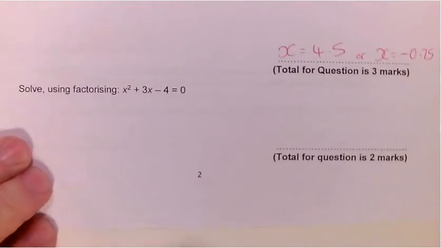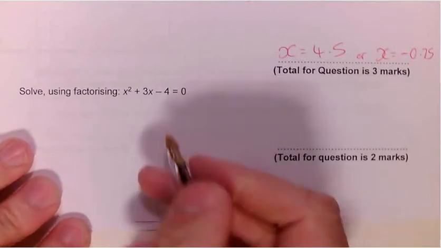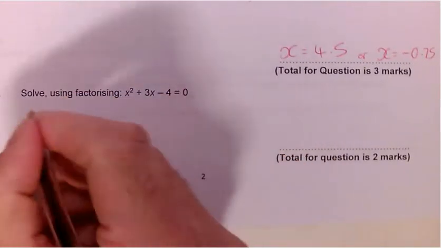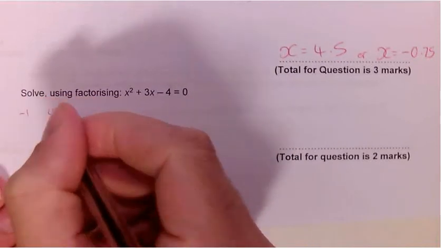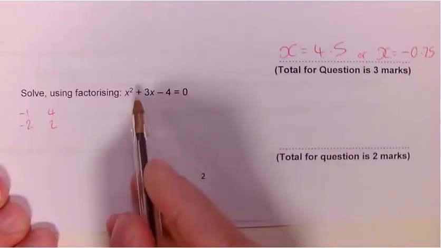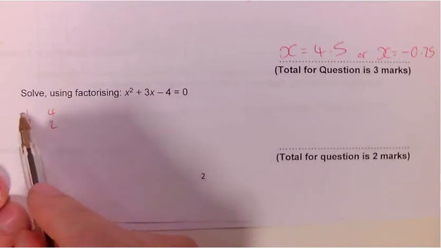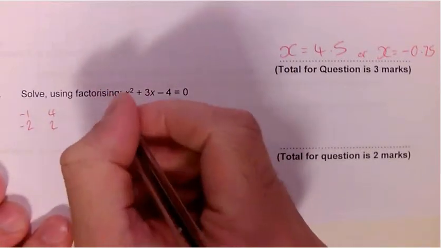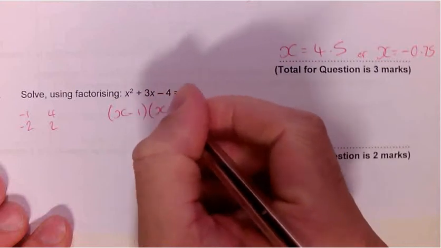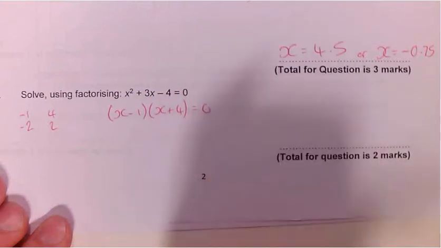Question 4. Solve, use factorising. So the first thing we do is factorise it. Two numbers that multiply to make minus 4, minus 1 and 4, minus 2 and 2. But add to make 3. Well, minus 1 and 4 add to make 3. So I could have x minus 1, x plus 4, and that equals 0.